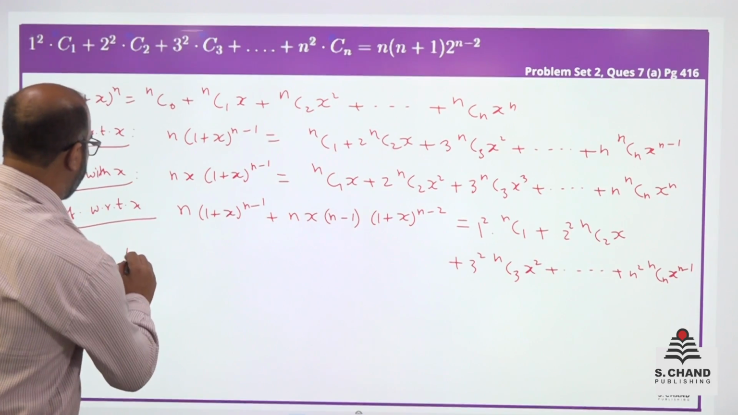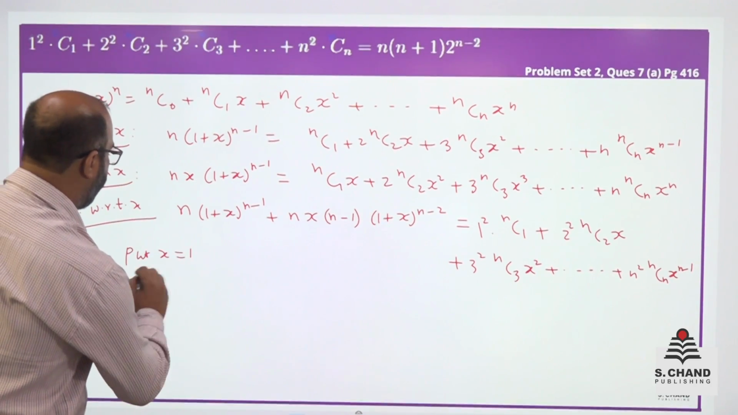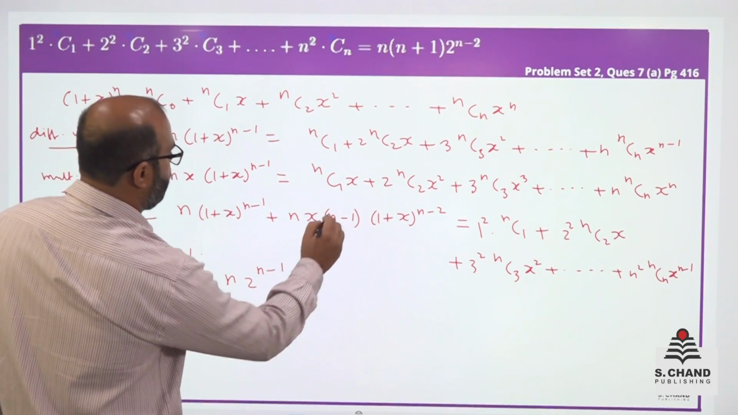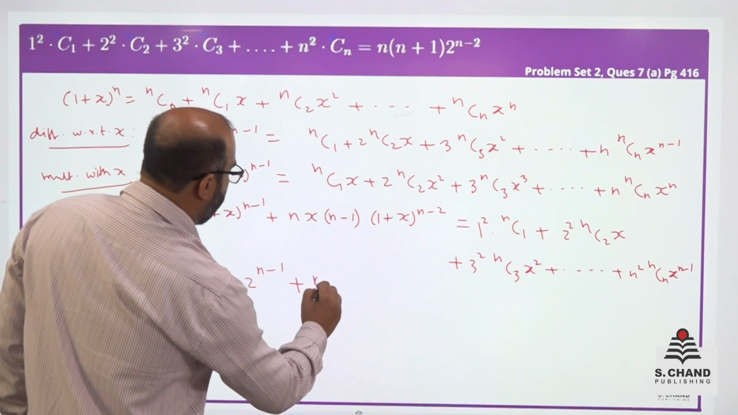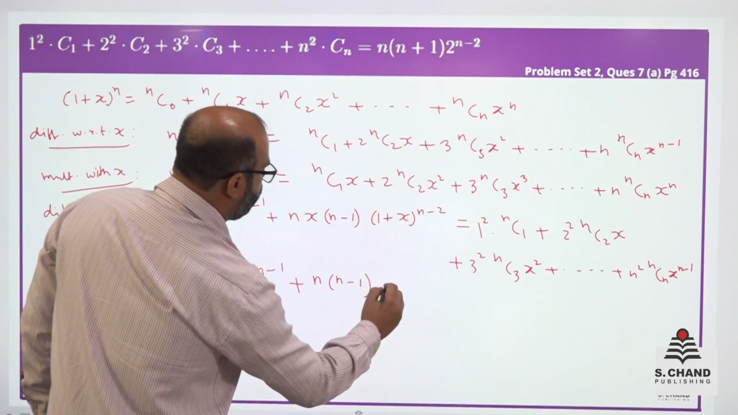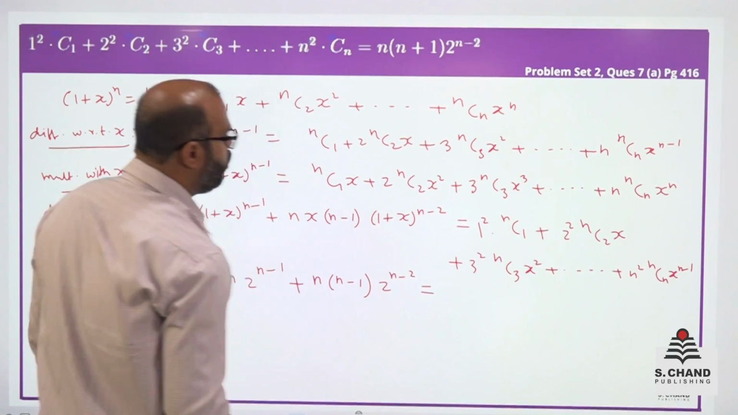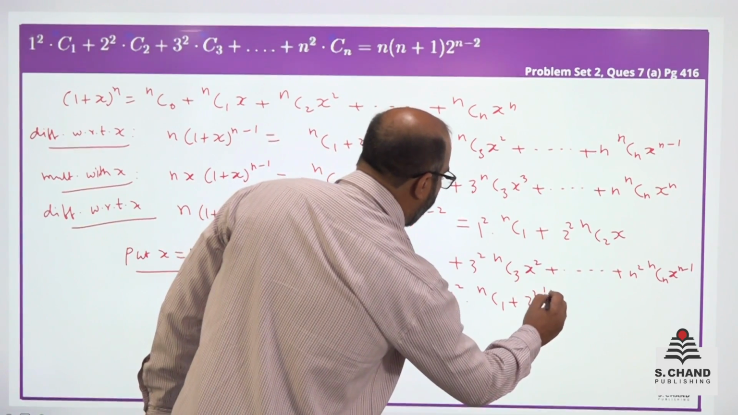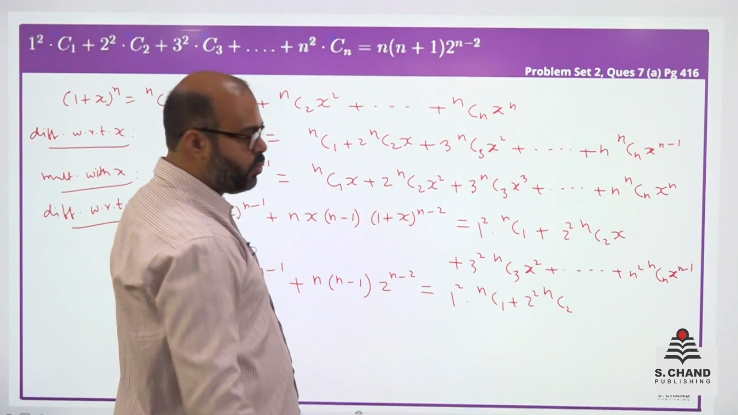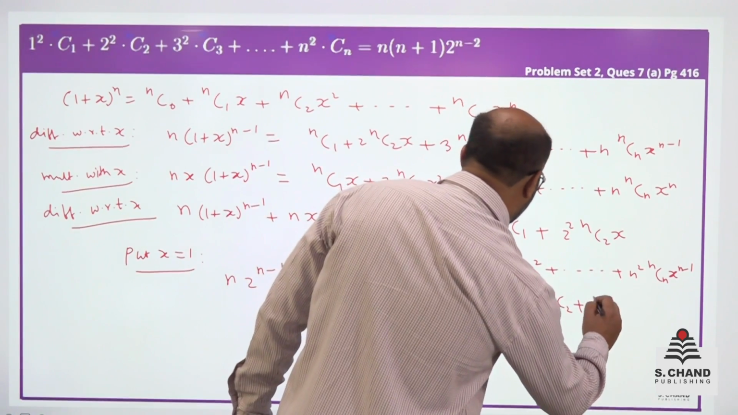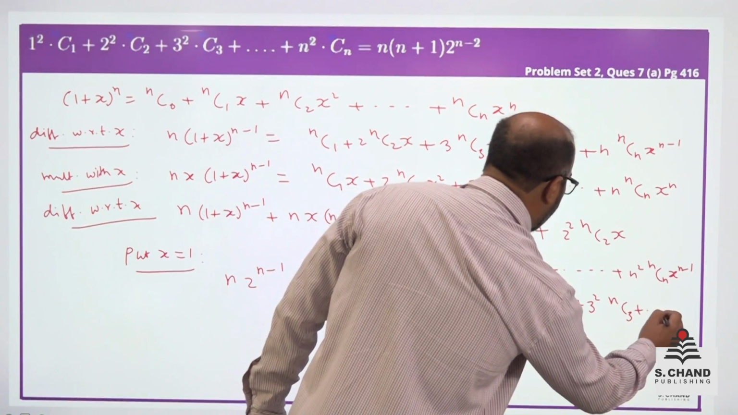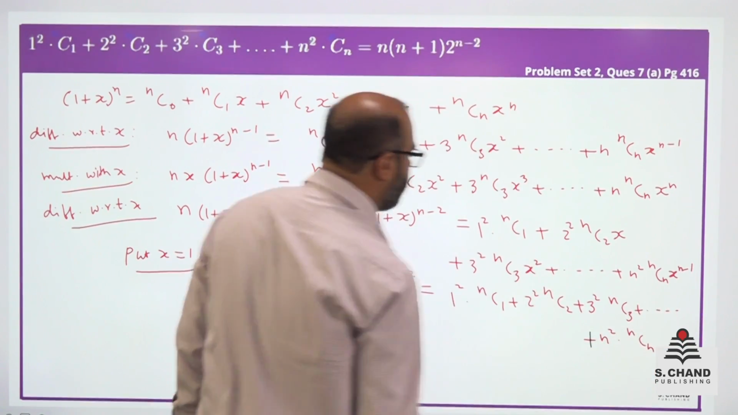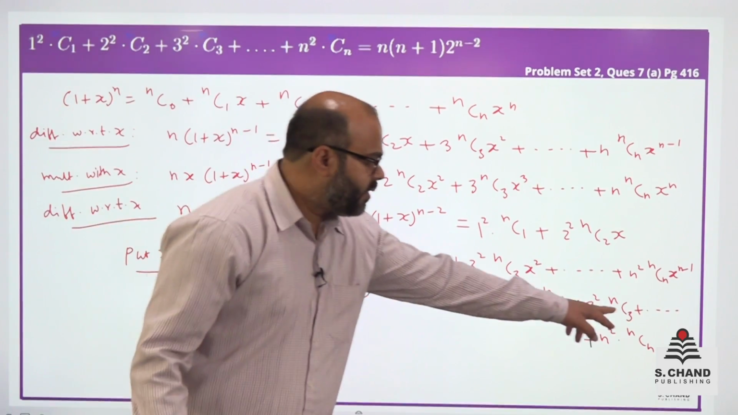So put x is equal to 1. When you put x is equal to 1, left hand side will be n into 2 to the power n minus 1 plus n into n minus 1 into 2 to the power n minus 2 is equal to 1 square nc1 plus 2 square nc2, because x is 1 now so it will vanish, plus 3 square nc3, and so on, plus n square ncn. Now this is what we had to calculate, right?